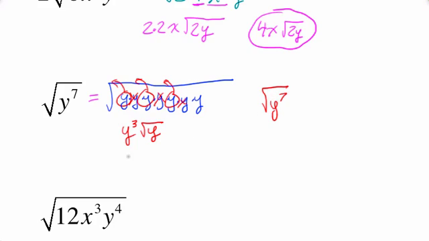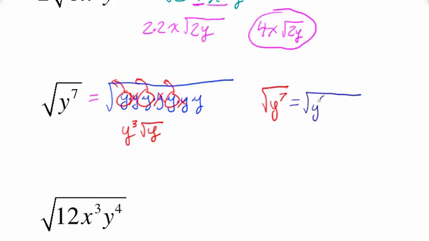I'm sorry, not y squared. The square root of y to the 7th. Now let's try this again, but this time let's actually look for a perfect square. What's a perfect square inside of y to the 7th? That would be y cubed times itself. Y cubed. Or, let me back up a second.